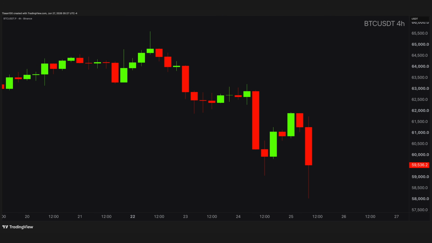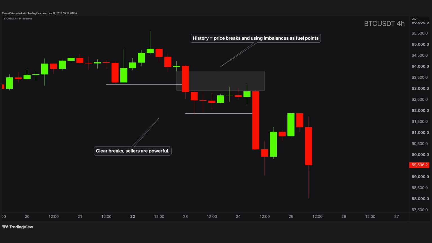Let's talk about a couple of recent Bitcoin price moves and the kinds of trades that you should have taken, based mostly on the price action. If you look at this price action over the past few days, there were these sharp breaks to the downside, which told me that sellers were strong. And historically, price has often been pushed lower by this kind of imbalance after a break.